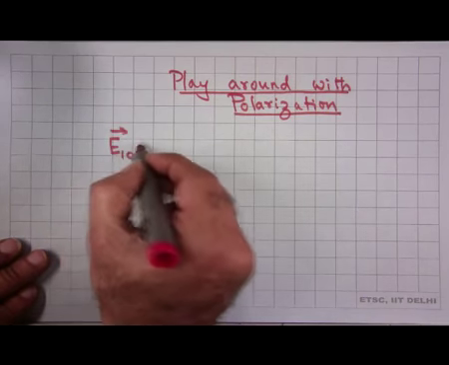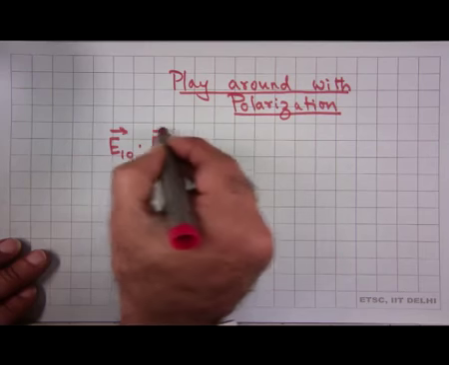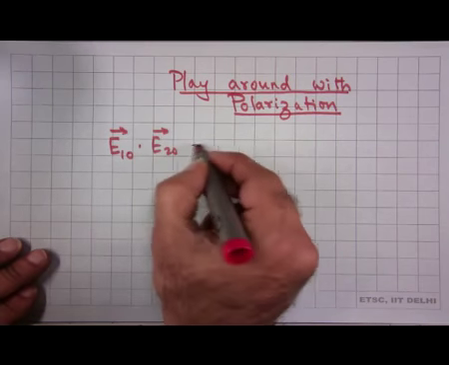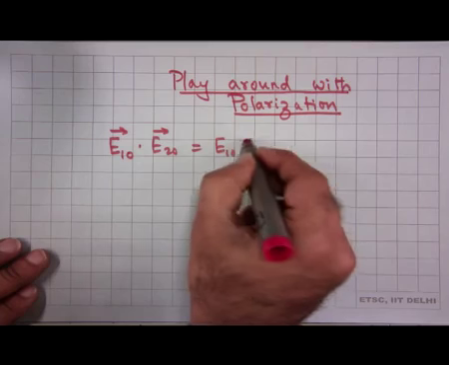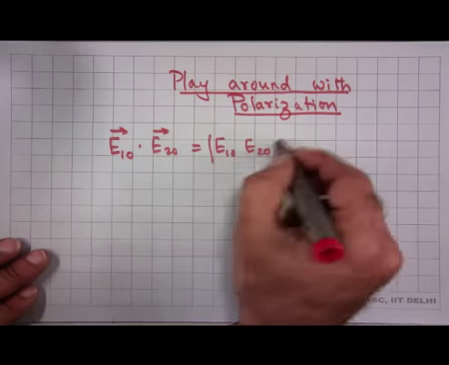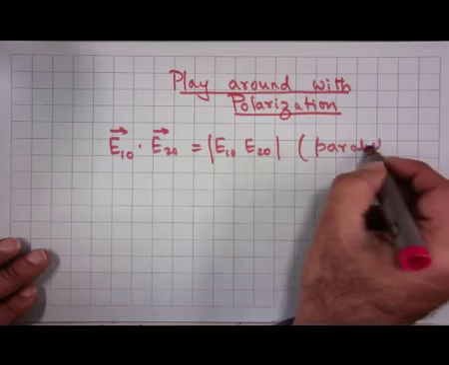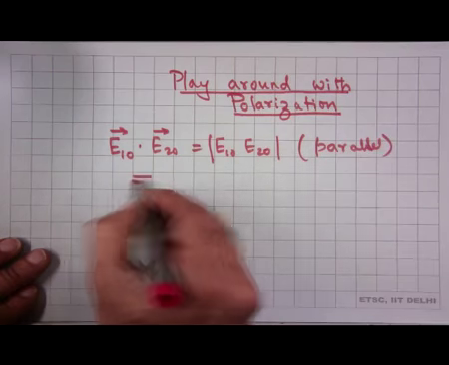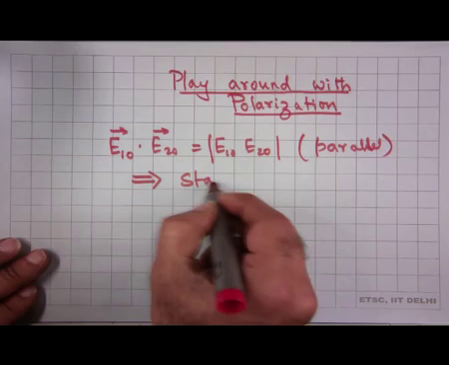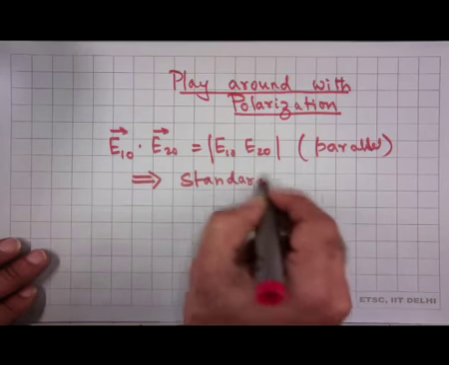So E10 dot E20 is equal to E10 E20 magnitude, parallel, implies standard interference condition.